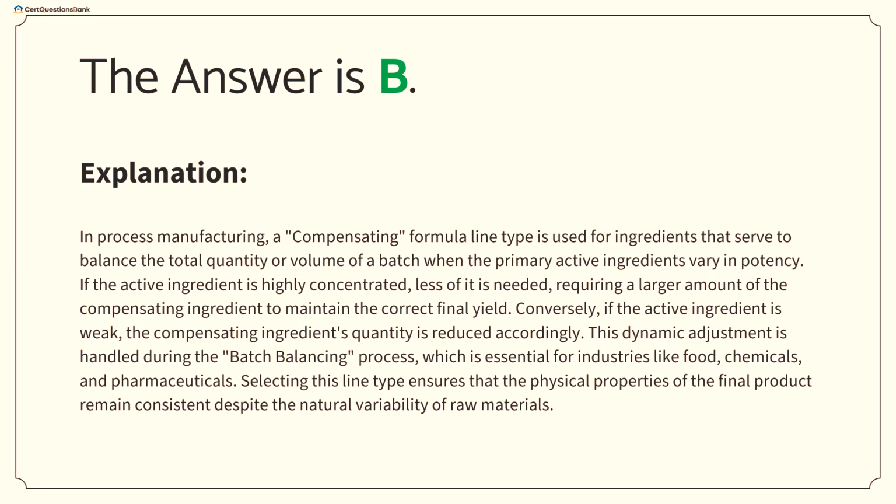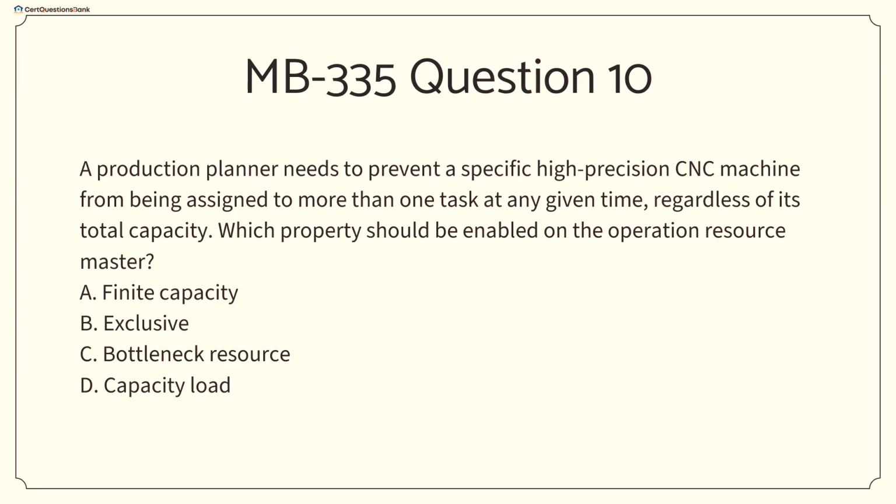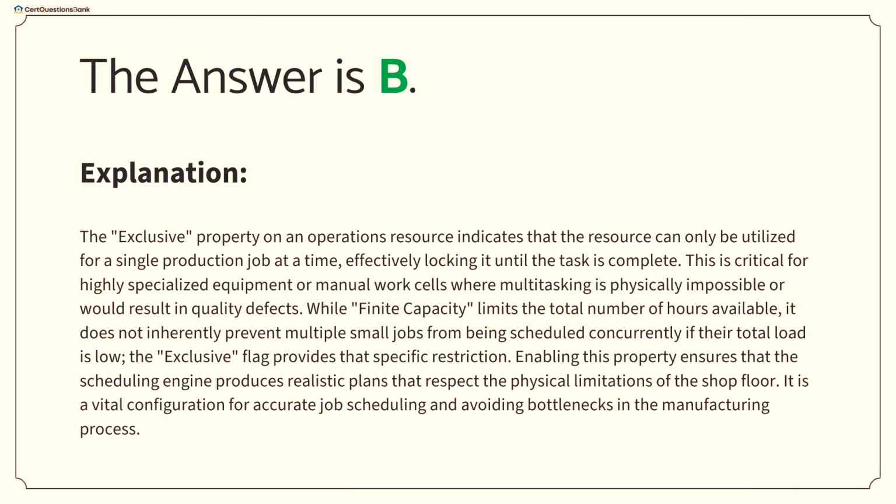A production planner needs to prevent a specific high-precision CNC machine from being assigned to more than one task at any given time, regardless of its total capacity. Which property should be enabled on the operation resource master? A. Finite capacity. B. Exclusive. C. Bottleneck resource. D. Capacity load. The answer is B.